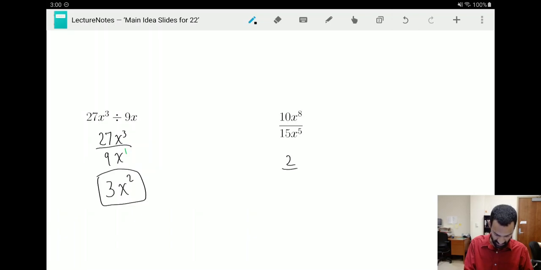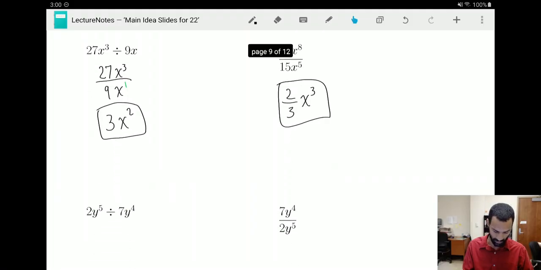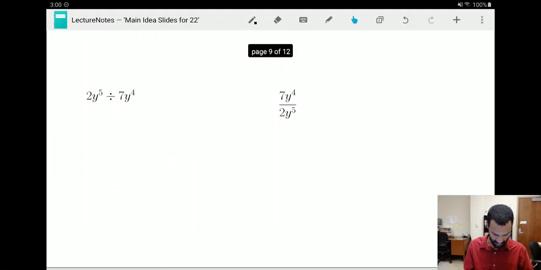Let me just write it like that, 2/3. And then 8 minus 5 is 3, so we end up with x to the third power. Okay, much quicker when we implement that rule. Okay, well, let's move on to some more like that.